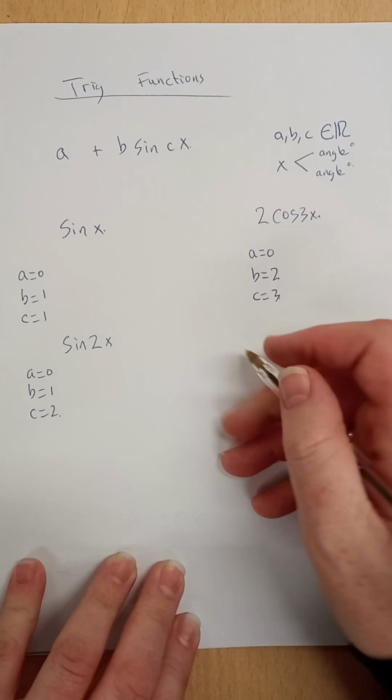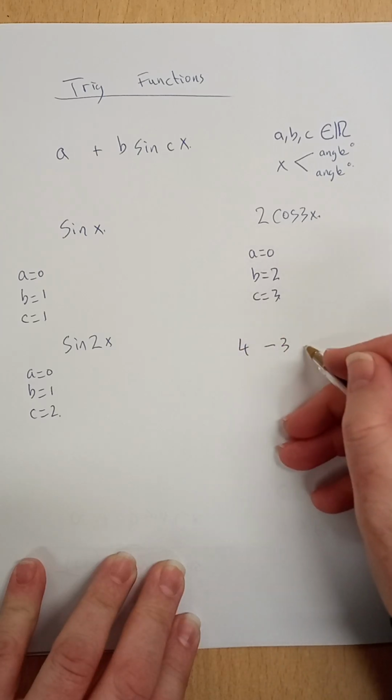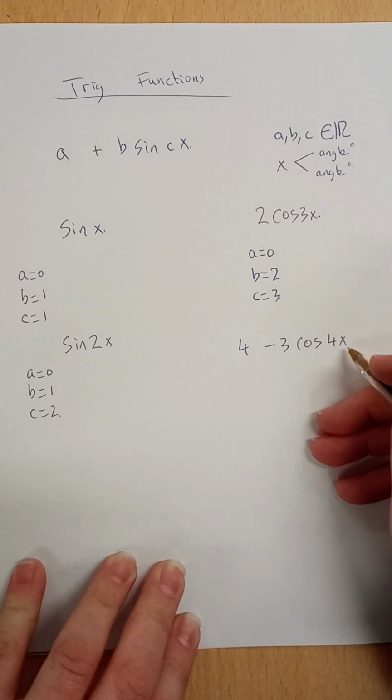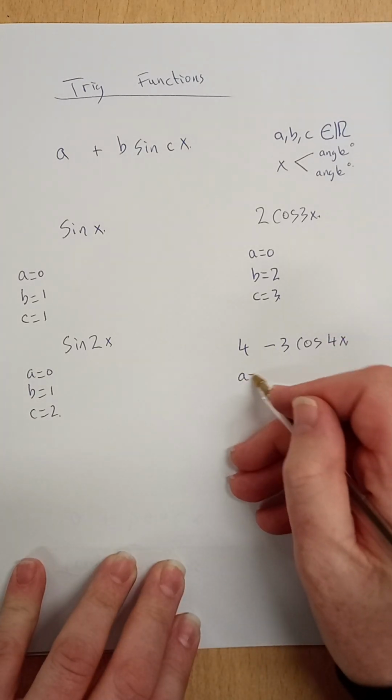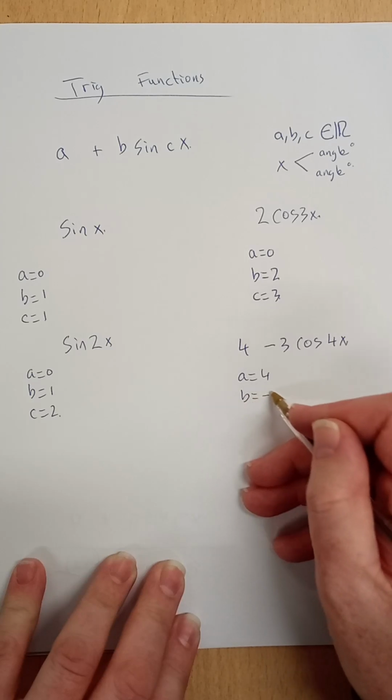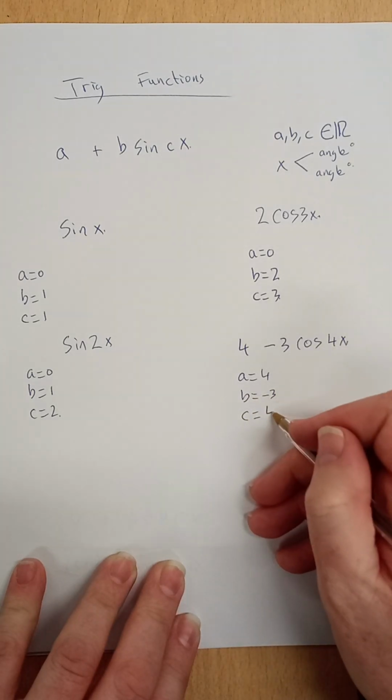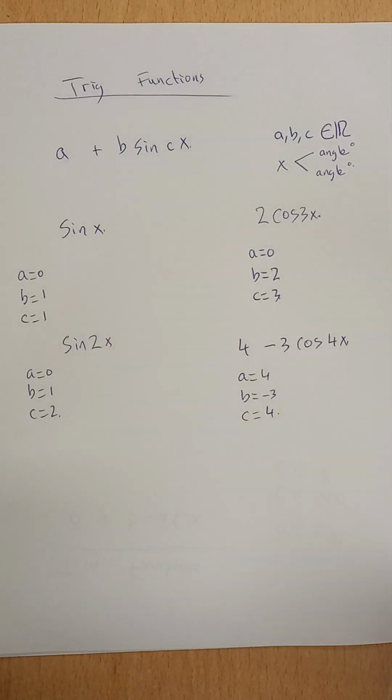And let's try one more. 4 minus 3 cos 4x. So in this case, the a value is 4, the b value is minus 3, and the c value is 4. Okay? Now, when we come back and look at this in a while, there's going to be some more little finesse, but that's basically how to figure out the a, b, and c.